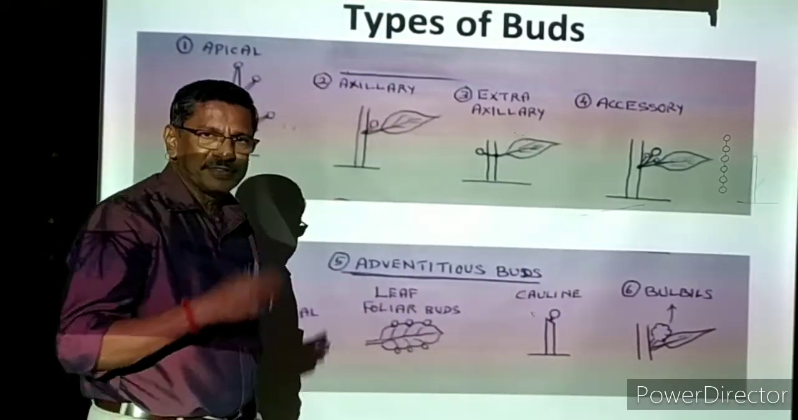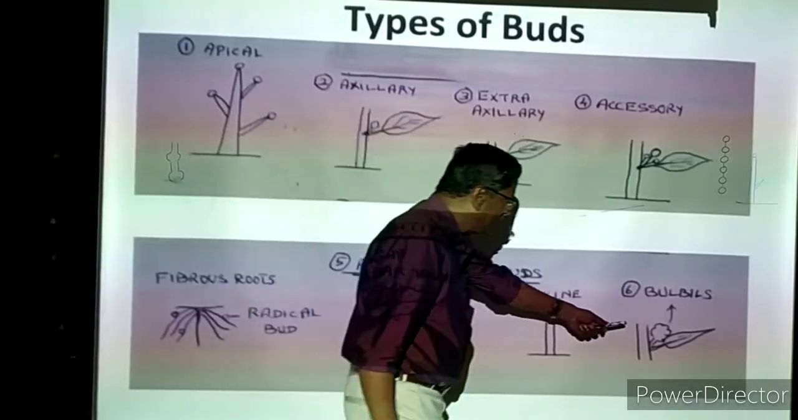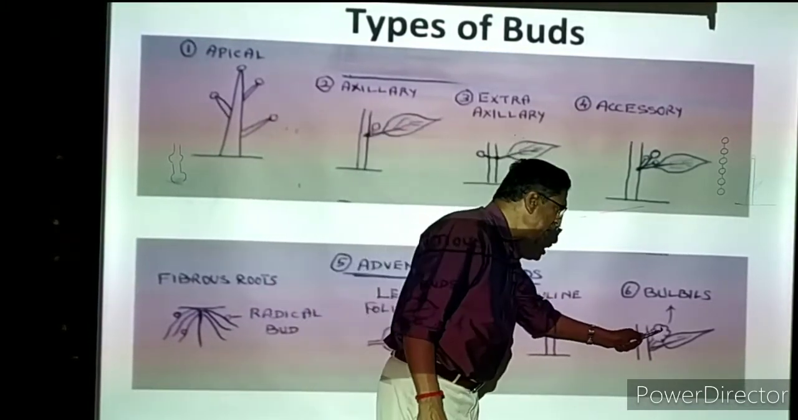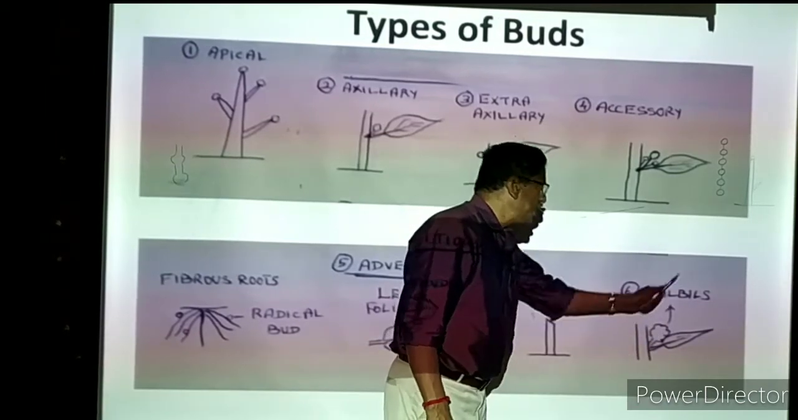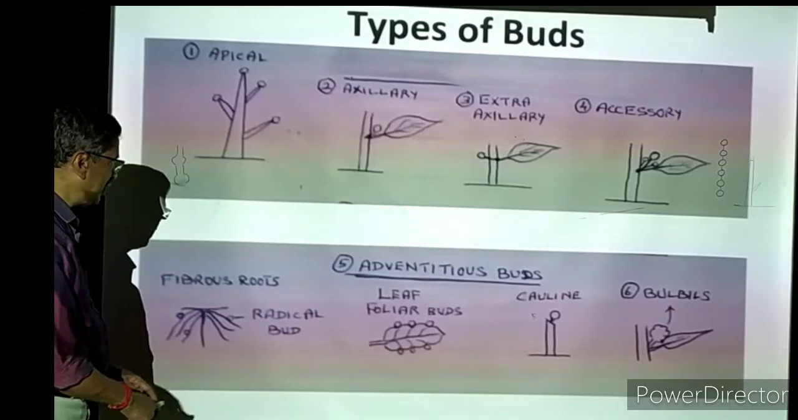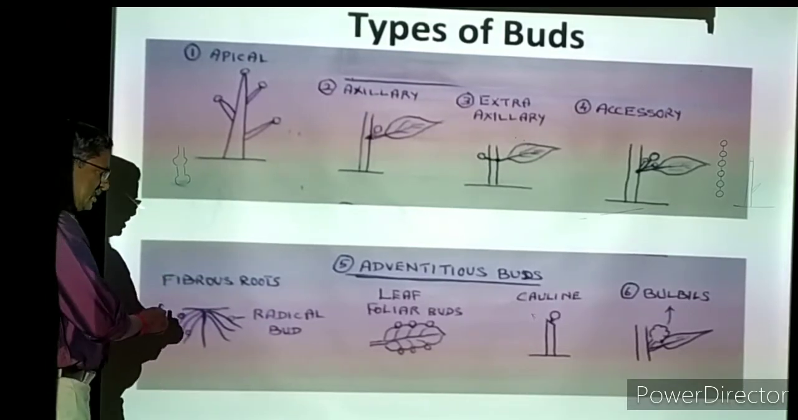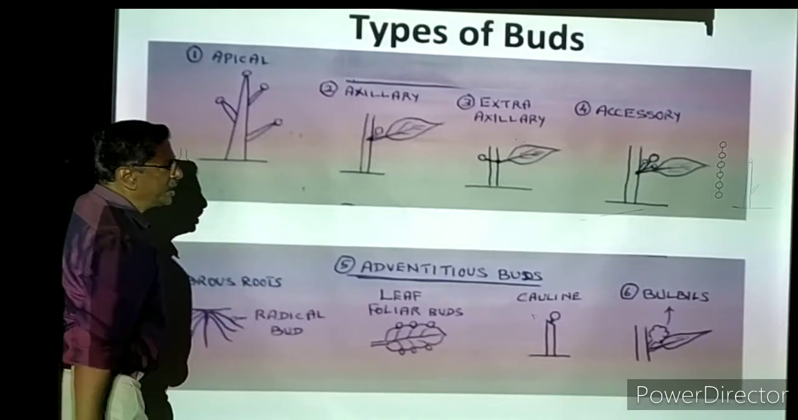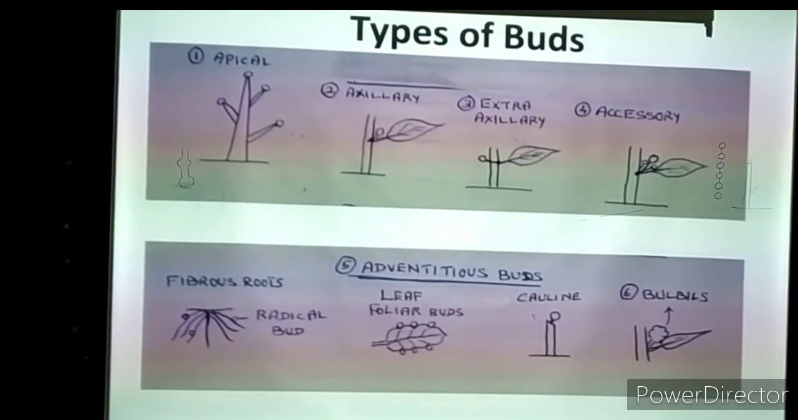Normally a bud will be very soft, but this bud will not be very soft; it is very strong and wood-like. That type of woody, strong, larger bud we can call a bulbil. So these are all adventitious. See that they are not in the axil of the leaf, nor at the terminal portion of the stem. Somewhere else they are present, so they are called adventitious buds.